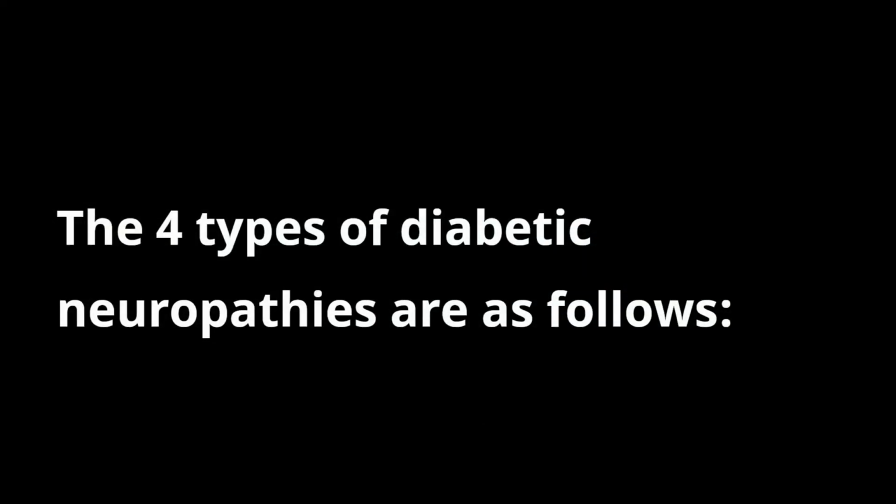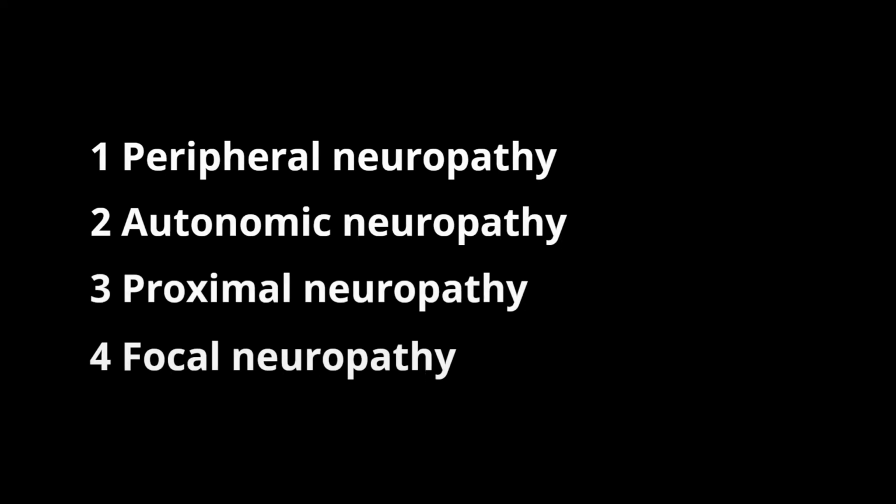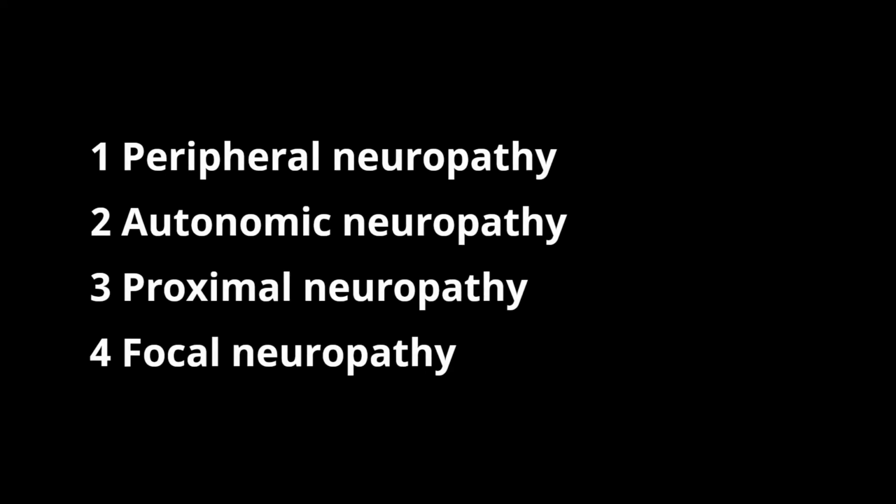We will now delve deeper into the 4 types of diabetic neuropathy that often afflict people with diabetes. Complications of each kind will also be discussed, as well as diagnosis and treatment. We will also discuss later in this video how to mitigate or prevent diabetic neuropathy. The 4 types of diabetic neuropathies are as follows: 1. Peripheral neuropathy, 2. Autonomic neuropathy, 3. Proximal neuropathy, and 4. Focal neuropathy. We will now focus on each type one at a time.